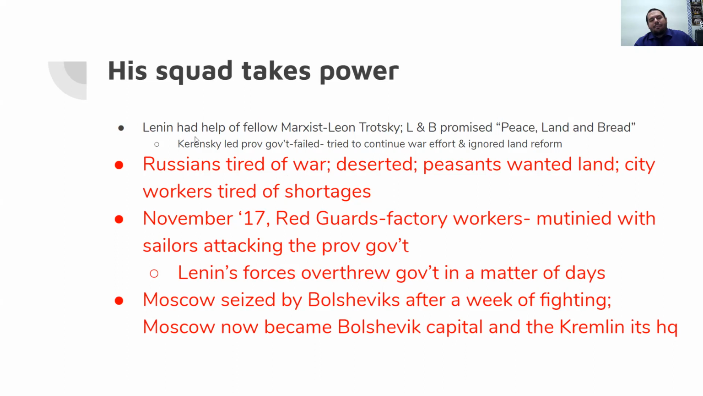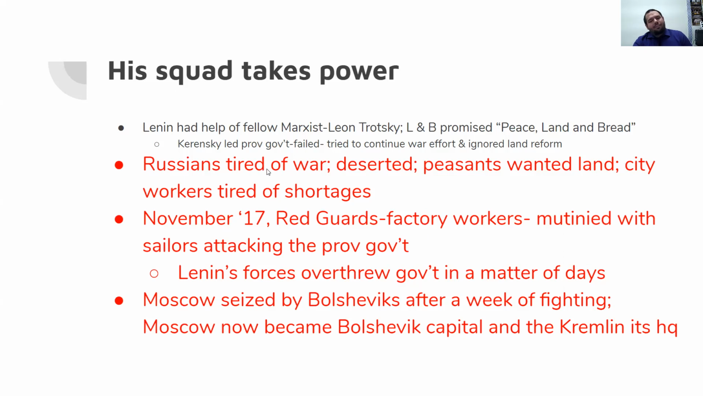You have a man named Kerensky. He led the provisional government after the Tsar abdicated. It's going to fail, largely because he tried to continue the war effort and ignored land reform at home. And people are tired of being landless and losing relatives due to the war. And it's straining the economy.